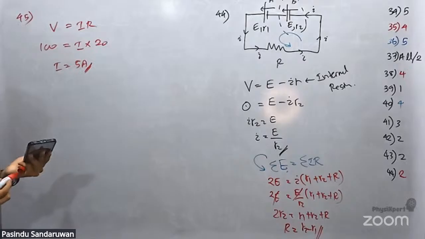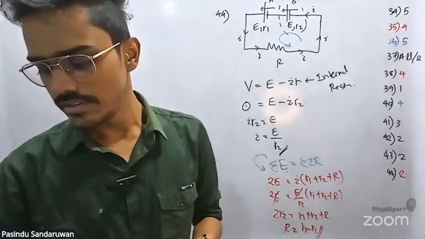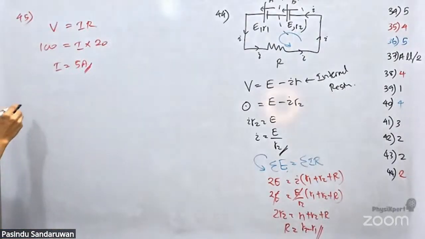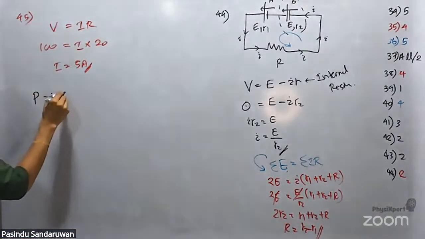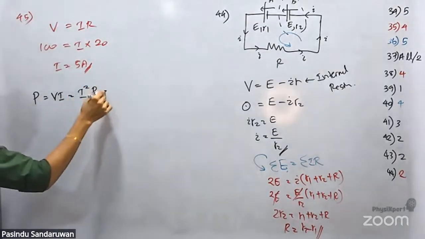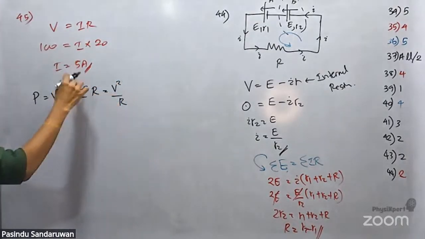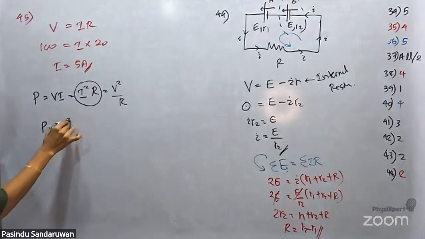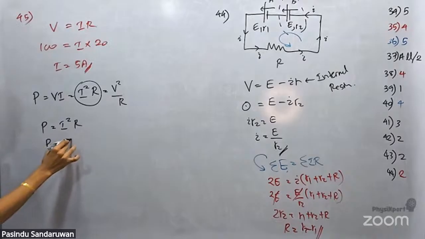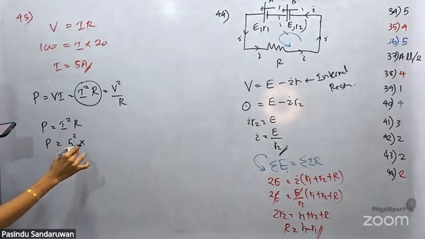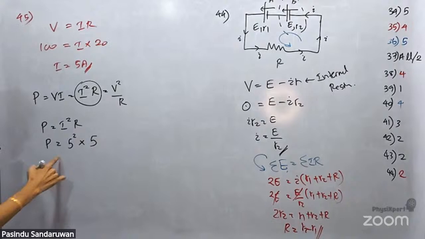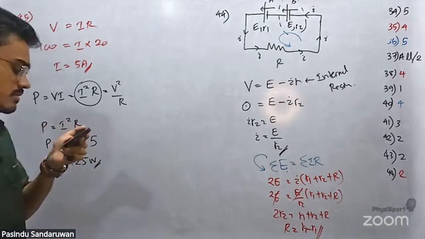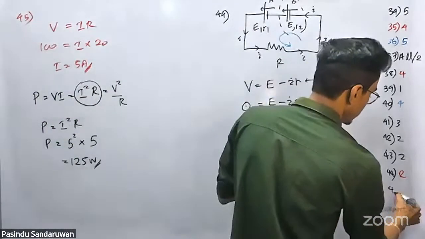Equation of power dissipation is, right, very straightforward. P equals VI, or I squared R, or V squared over R. Now current is known, so I'll be going with this. P equals I squared R. 5 squared times 5, 25 into 5, 125. 125 watts. For 45, answer 4.